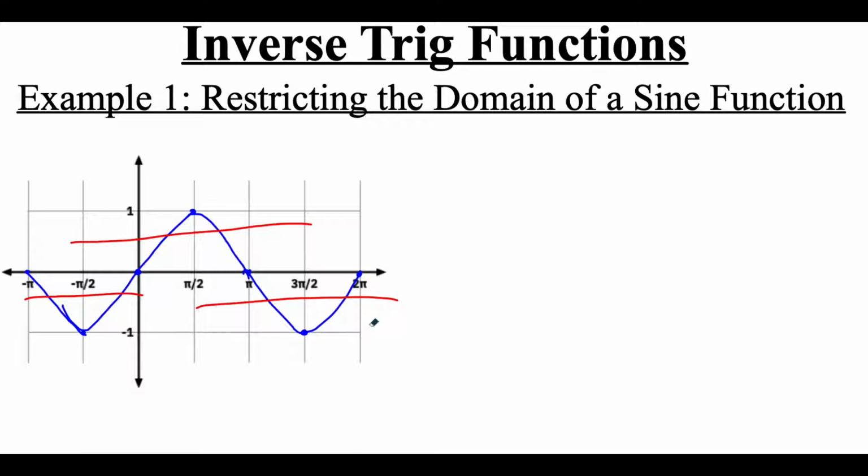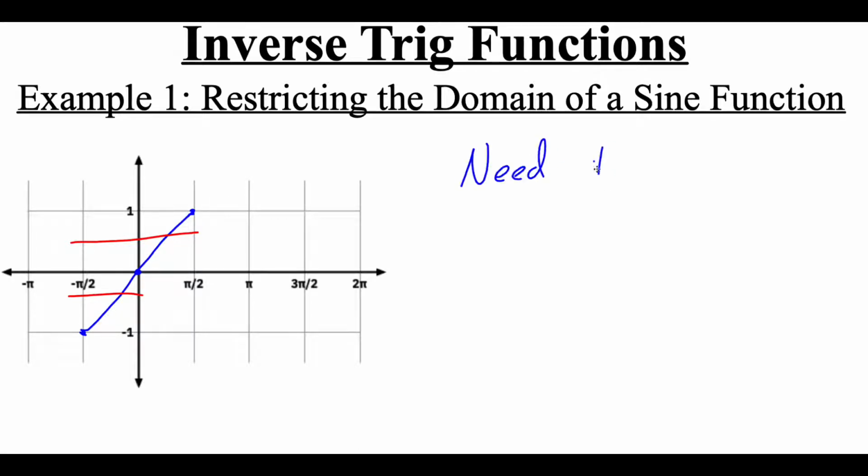And how we're going to restrict this down, I'm going to eliminate a whole portion of this graph. And the only piece of the graph that I'm going to leave is the portion between negative pi over 2 and positive pi over 2. If we look along just that chunk of our graph and we run our horizontal line test, that piece of the graph itself will pass the horizontal line test.